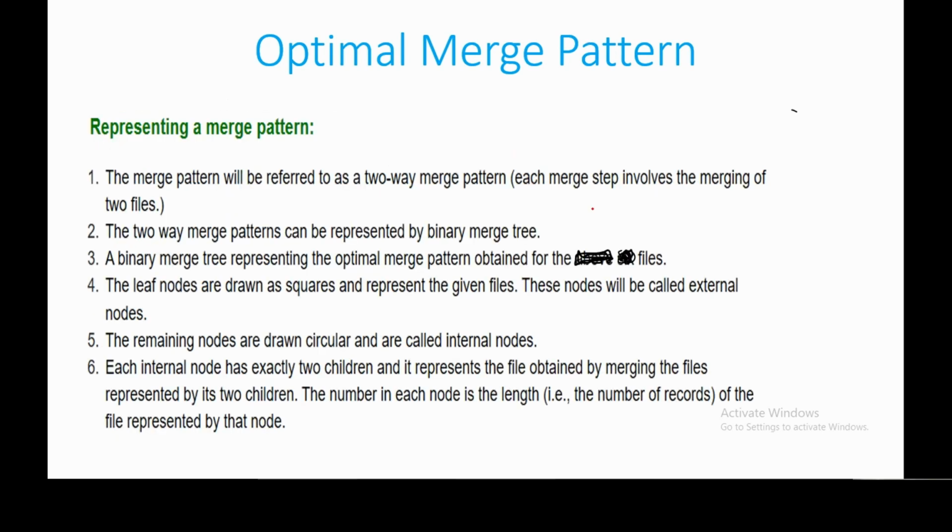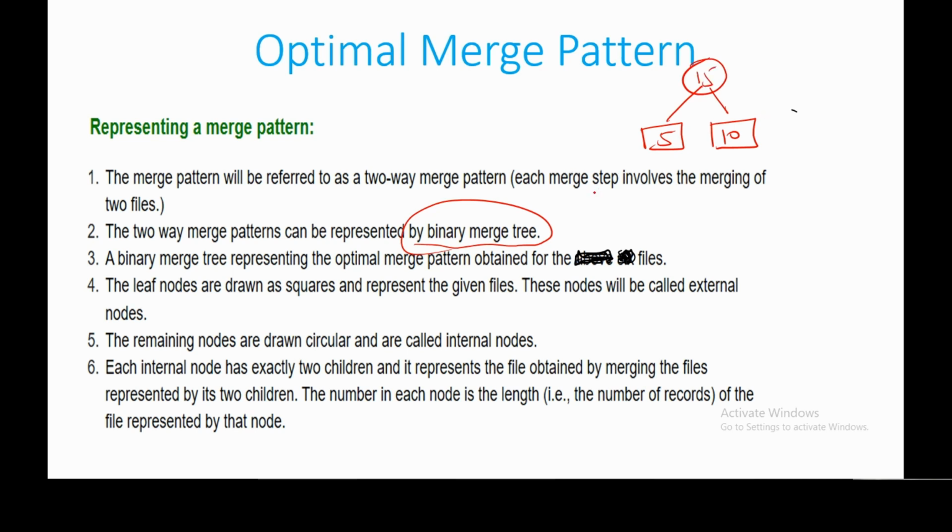Okay, here are some important points. The merge pattern can be referred to as a two-way merge pattern, because in each step we have two files for the merging process. This two-way merge pattern can be represented by a binary merge tree. Suppose we have one file like this, another file like this, and the length of this file is 5 and this one is 10, then we will get a new file of size 15.